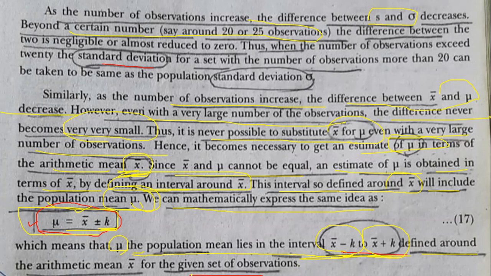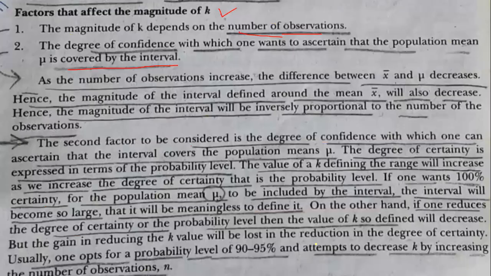Around the arithmetic mean x bar for a given set of observations. For a given set of observations, remember this sentence. This is what we are doing over here.